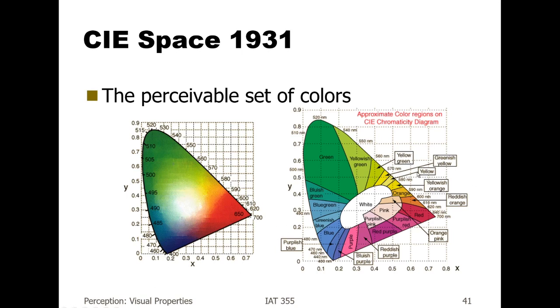Over on the right, we can see this diagram has been segmented with swatches, each identified with a color that we would commonly name in English. So green is here, and red is over here, purple is there, and so on and so forth.